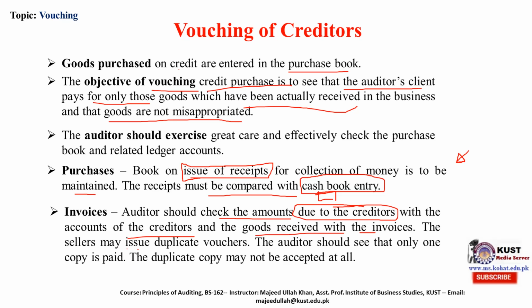The seller may issue duplicate vouchers. The auditor should see that only the original copy is paid. A duplicate copy may not be accepted at all. The duplicate copy of the invoice that is given by an external party, that is, a creditor of the company, should not be accepted by the auditor.